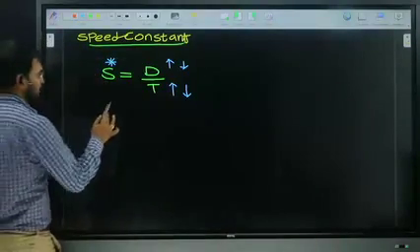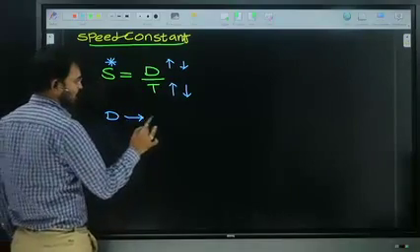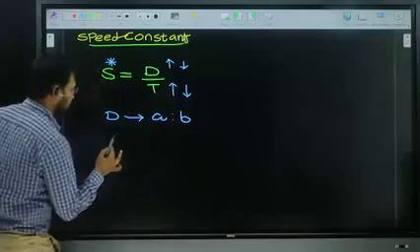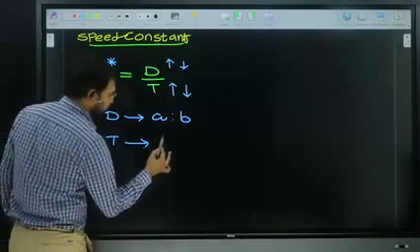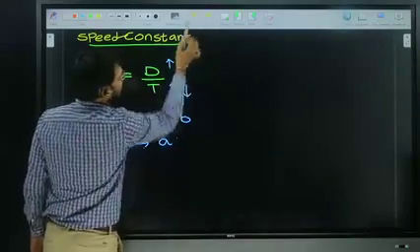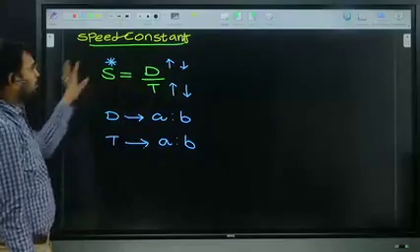Based upon this, sometimes they give the distances' ratio. Distances are in the ratio A is to B. Then times are in the ratio what? A is to B only, because they are directly proportional. Make a note of it, all of you.